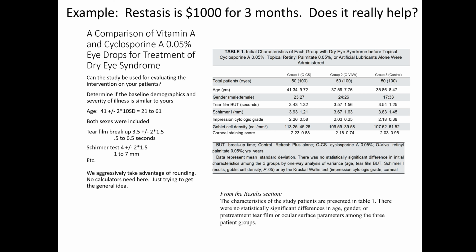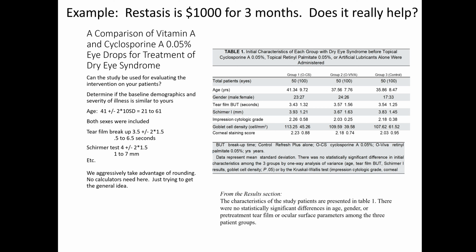All right, in our last homework, we looked at Restasis. It was the study where there was a comparison of vitamin A and cyclosporin eye drops for the treatment of dry eye. I like this paper because it's a good example.